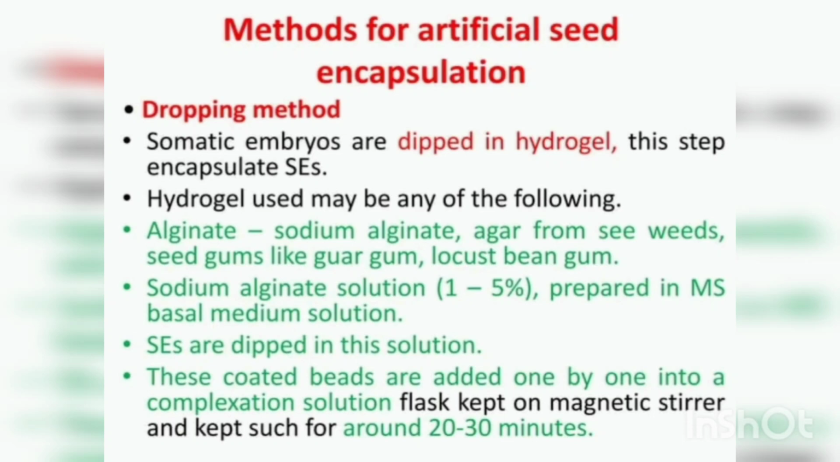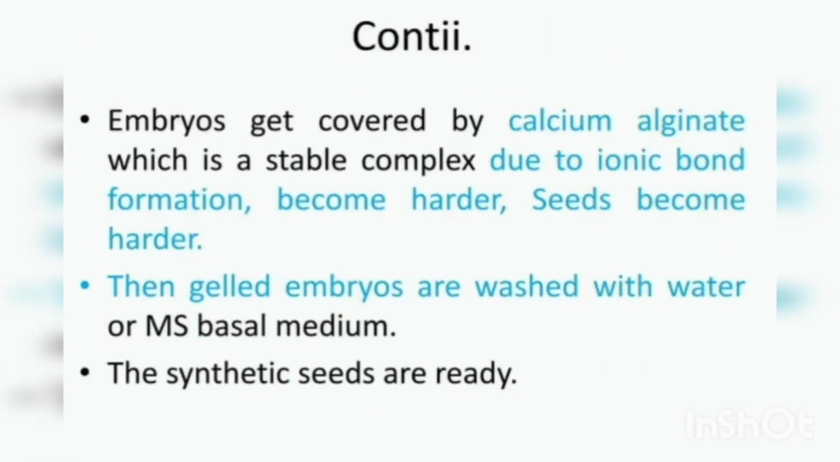The embryos are put in hydrogels, which will be coated on these seeds. The hydrogels will be coated on the somatic embryos, and that's how we produce the artificial seeds. There are many methods for it. We'll see what the different methods are. When you take certain gels like sodium alginate, there is a specific proportion, like 1 to 5% sodium alginate solution should be prepared. Let us see how the whole process will be done.